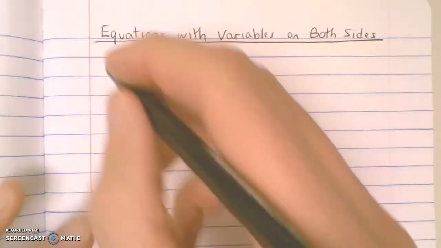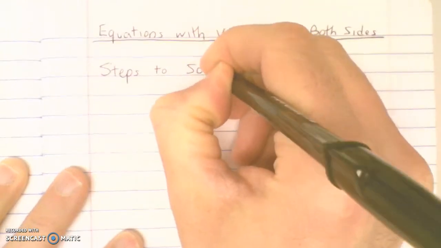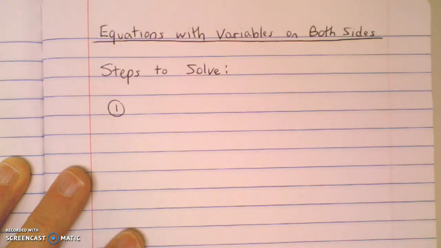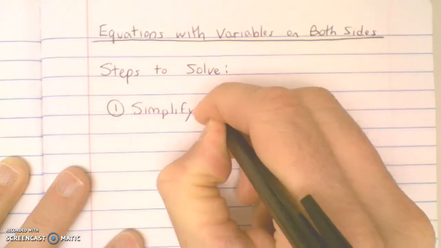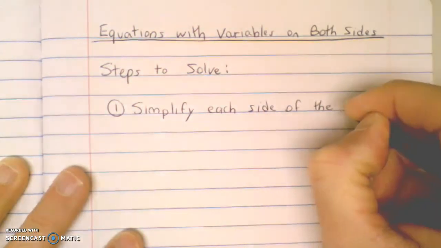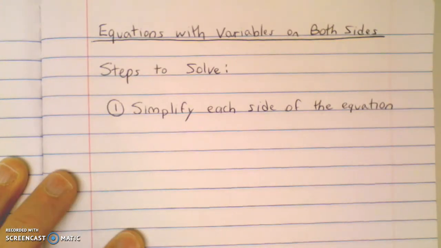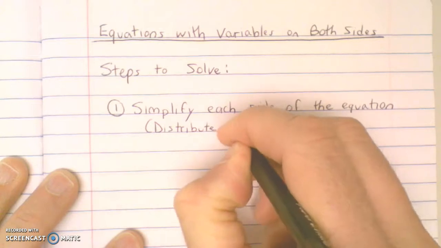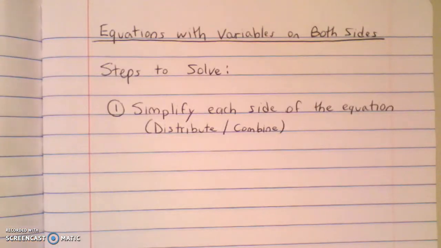All right, so the steps to solve are very similar to what we've done before. You want to simplify each side of the equation if possible, which means you distribute and combine, or distribute or combine. So if there's any of those things you need to take care of, you can take care of those first.